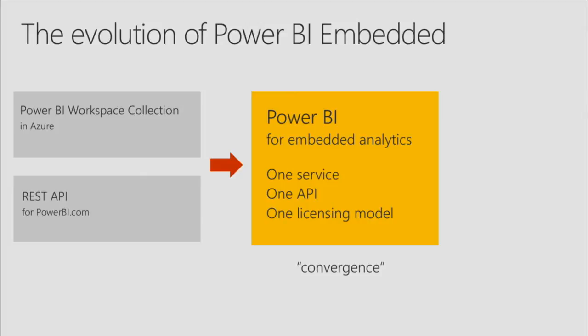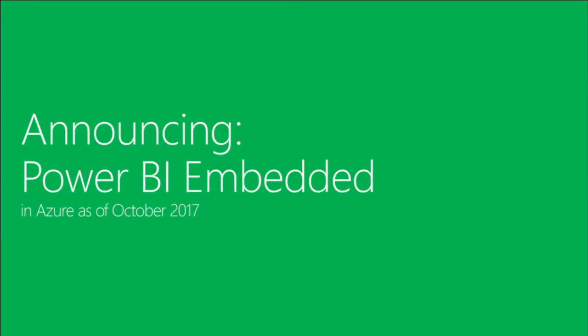It allowed us to have one service with one API and one licensing model. That means that you can address the needs of internal users as well as external or application users with a single set of technology, a single service, and a single consistent licensing model. And today, I'm really excited because we get to talk about the next step. The next step of this converged service is the new Power BI Embedded service in Azure. Now, what is the Power BI Embedded service? I'm going to go into that.